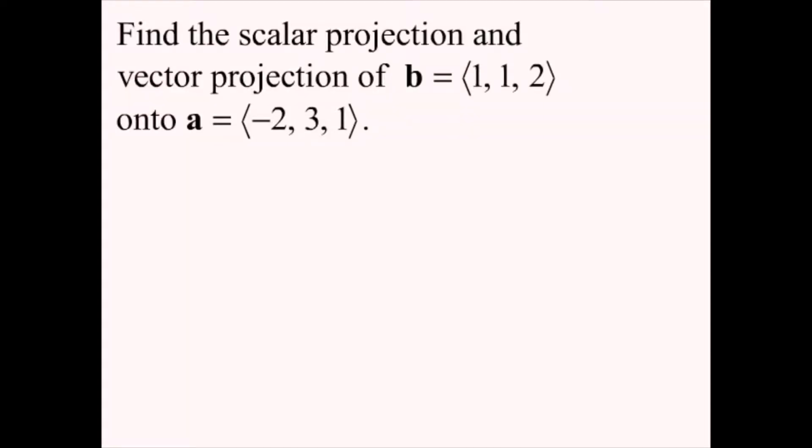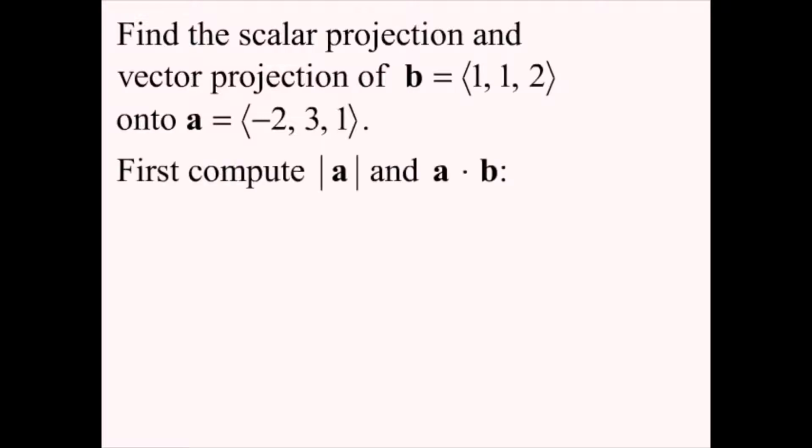Find the scalar projection and vector projection of b, the vector 1, 1, 2, onto the vector a, negative 2, 3, 1. All right, we'll need to compute a couple of quantities first, the length of a and the dot product of a and b.